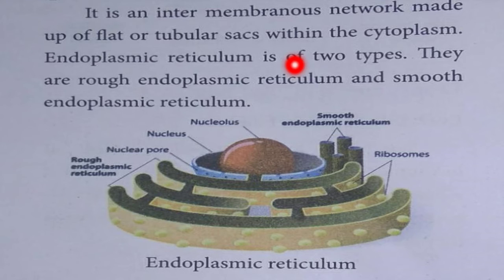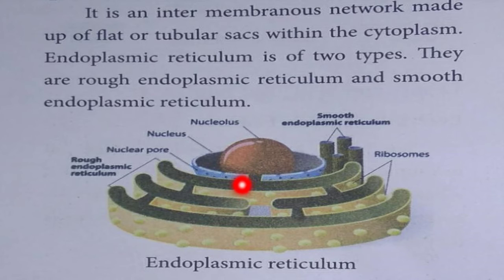Next one is endoplasmic reticulum. See the structure, it is the inner membranous network made up of flat or tubular sacs. Where is it found? It is found within the cytoplasm in the cells. The endoplasmic reticulum is of two types: one is rough endoplasmic reticulum and another one is smooth endoplasmic reticulum.